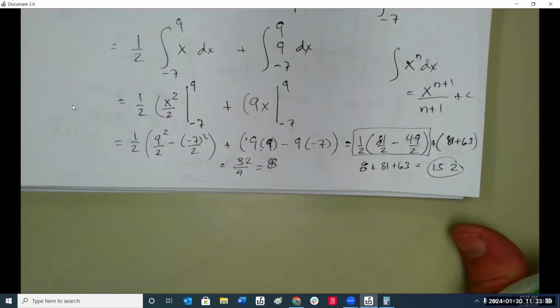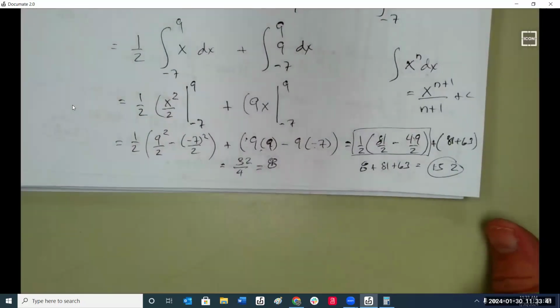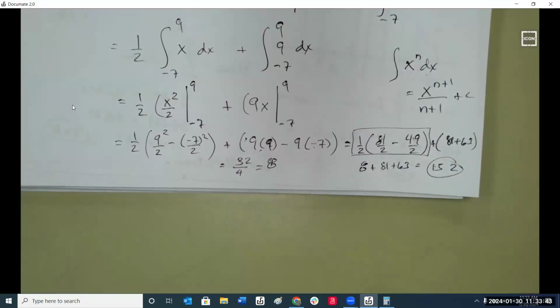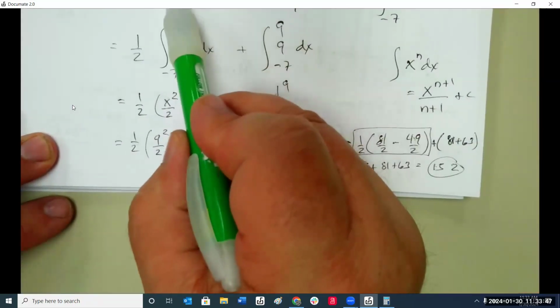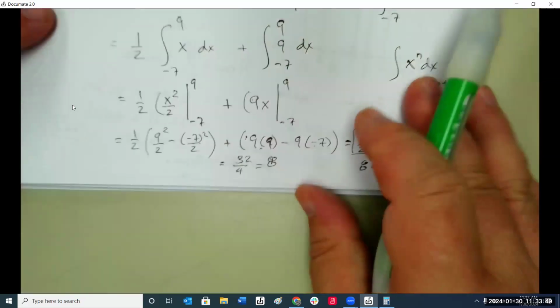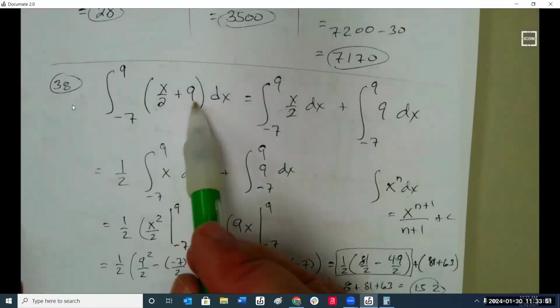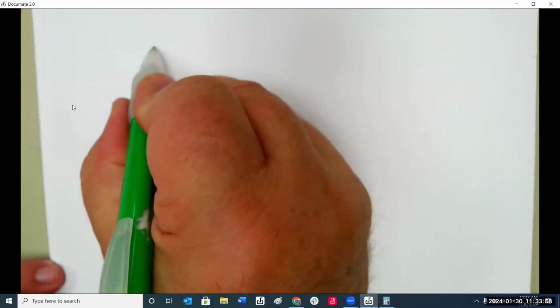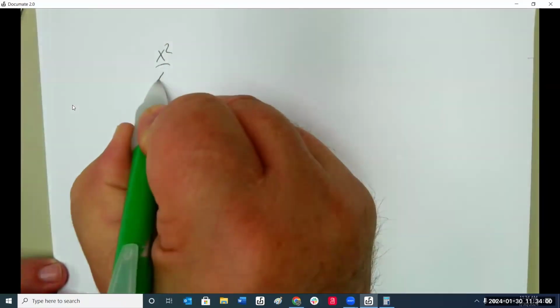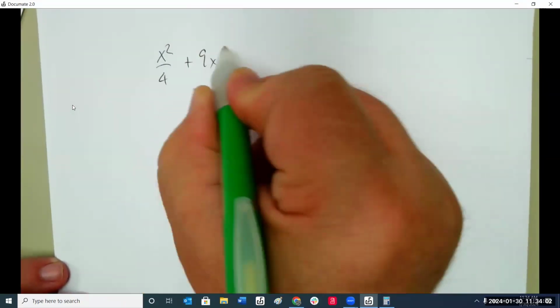There are multiple ways you could do this as well. This is not the perfect way. It's just the way that's comfortable for me. You could have just taken both of these and had x squared over 4 plus 9x, and then taken it from there. So you could have done x squared over 4 plus 9x.